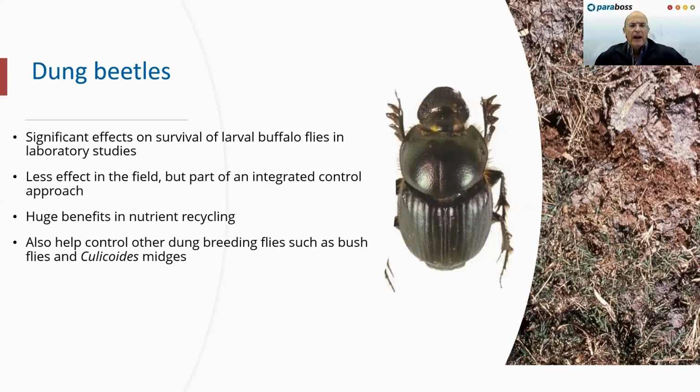However, having beetles brings a whole lot of other advantages, and so they're great to have in the system, particularly for nutrient recycling, and they also help control the other flies. They're very good against bush flies and also against Culicoides midges, which can bite cattle and can also carry bluetongue.